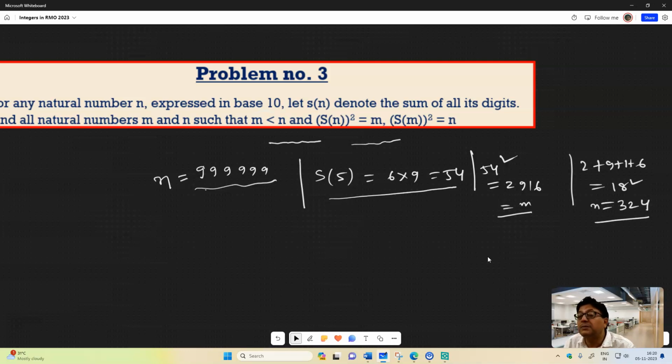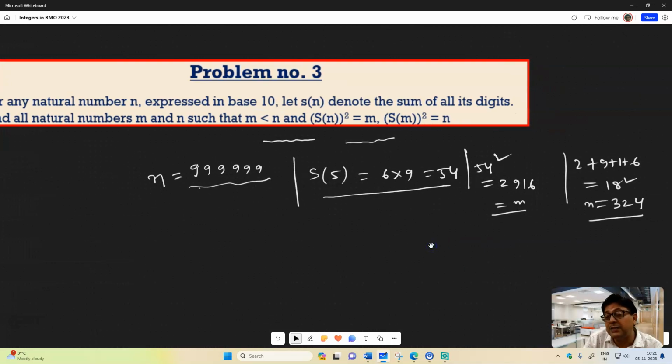This is not possible because the sum of the digits for the second number m, its square will also be equal to n. So obviously it is not matching. It cannot be a 6-digit number. A similar case will arise for a 7-digit number. If you have taken n equal to 7 nines, then 63, its square, if you calculate, then n and m will not match. So if you take more than 6 digits, then it is not matching.